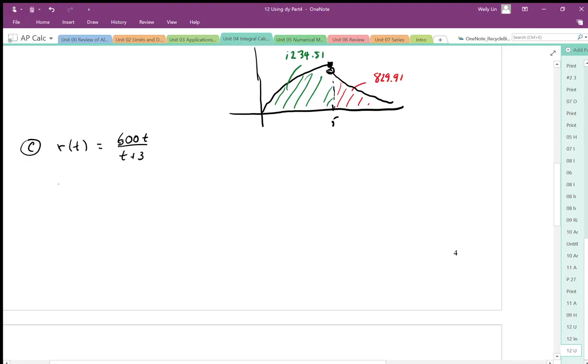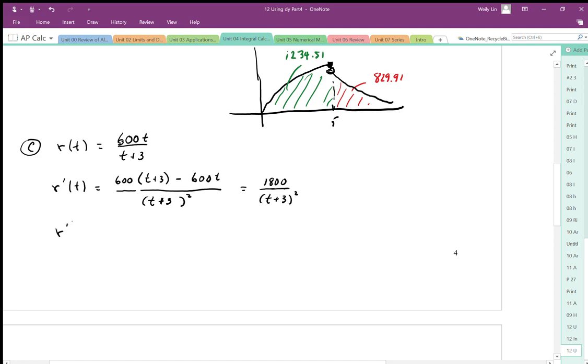Differentiating this, we're going to get r prime of t is going to be 600 times (t plus 3), since I'm using the quotient rule, minus 600t, all divided by (t plus 3), and we're going to square that. Simplifying that out, the 600t's cancel out, so we end up with 1,800 in the numerator and (t plus 3) squared in the denominator.